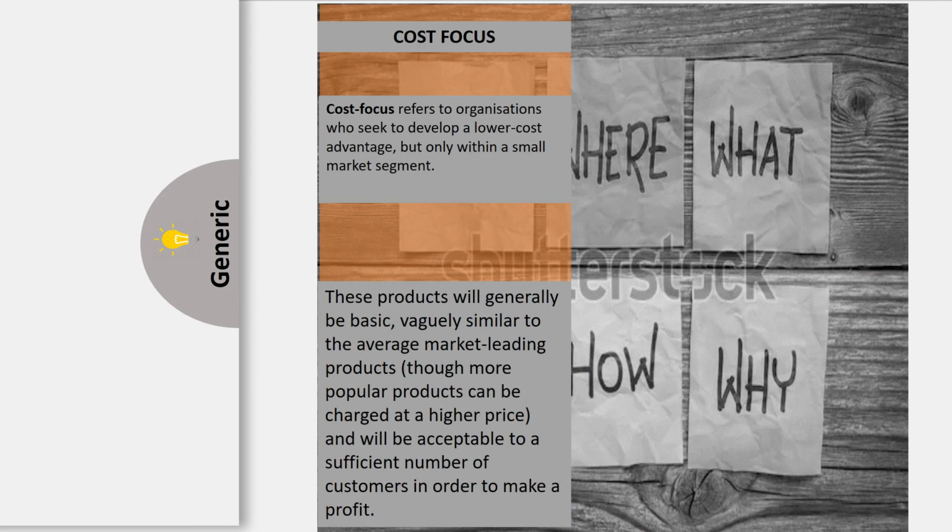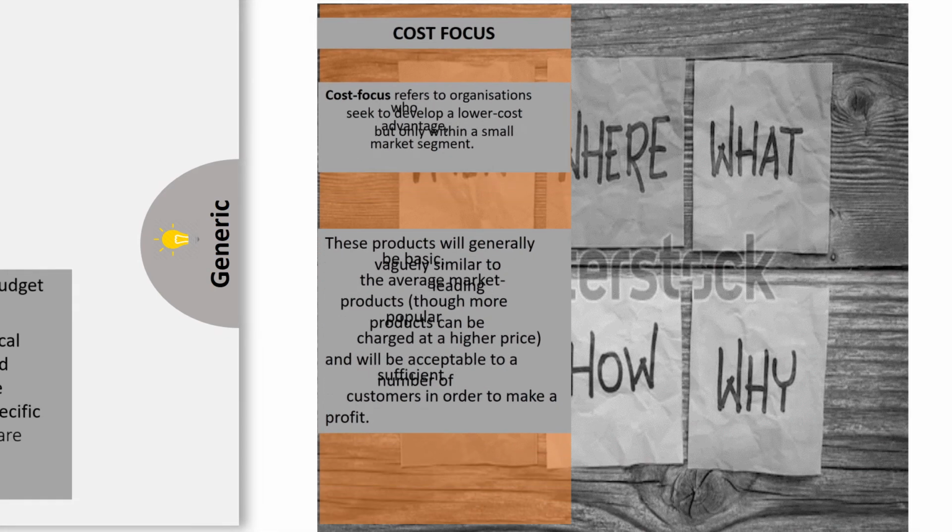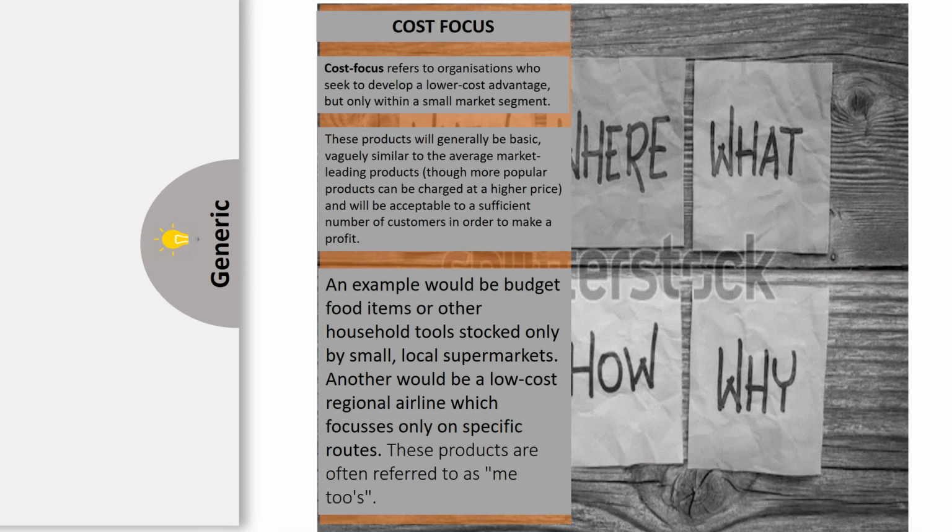These products will generally be very basic, vaguely similar to the average market leading products. The more popular products can be charged at a higher price and will be acceptable to a sufficient number of customers in order to make a profit. An example would be budget food items or other household tools stocked only by small local supermarkets. Another would be a low-cost, regional airline which focuses only on specific routes. These products are often referred to as Me Too products.